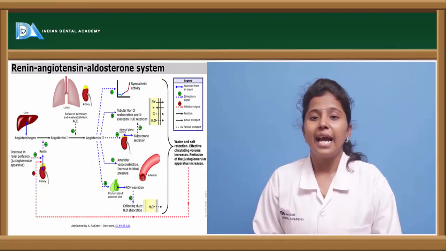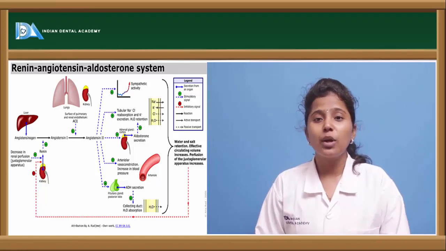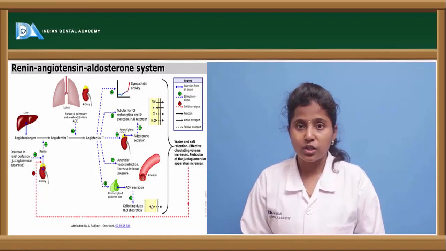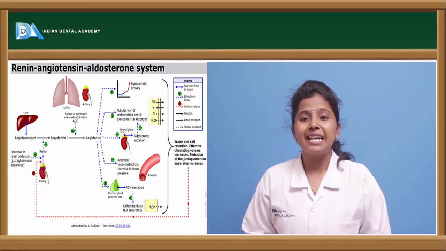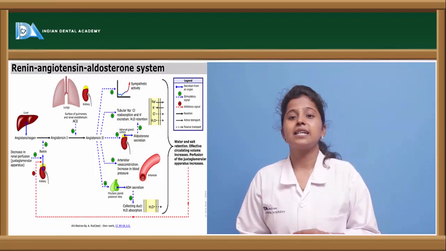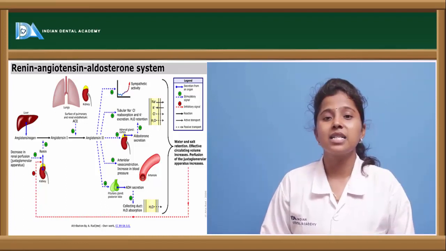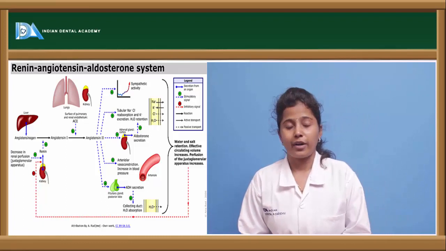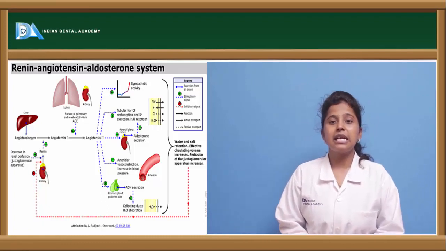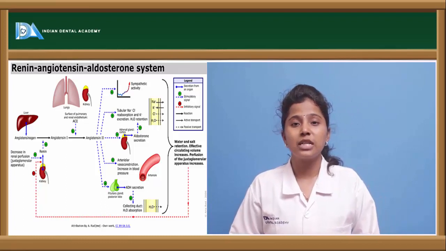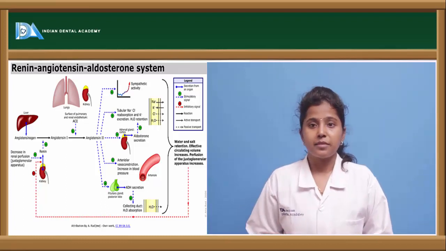angiotensin converting enzyme, and this angiotensin 2 has various actions: it causes increased vasoconstriction, it causes ADH secretion, and it increases sympathetic activity, and thereby there occur disturbances in the body functions. So that is the reason it is useful to regulate the renin-angiotensin aldosterone system.